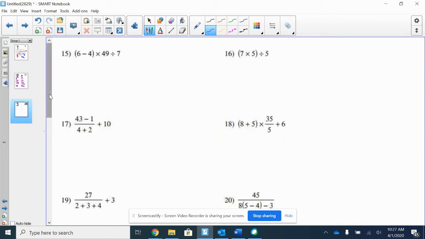All right, let's look at a couple more. So number 15, we have subtraction within parentheses. We have multiplying and dividing. So let's just solve our parentheses first. So 2 times 49 divided by 7.